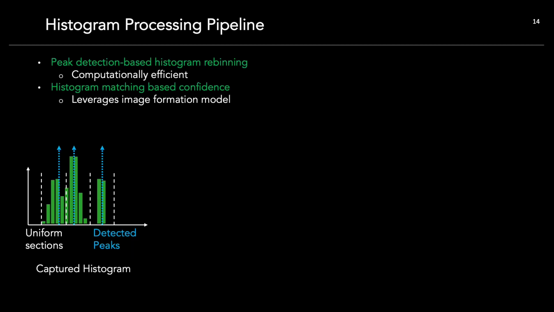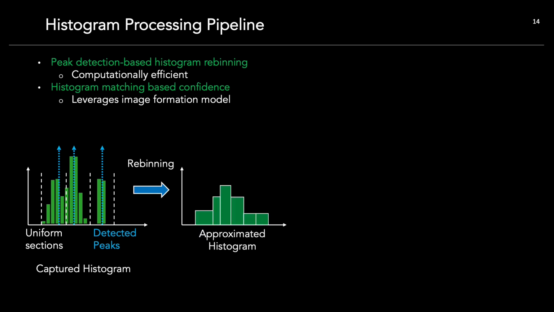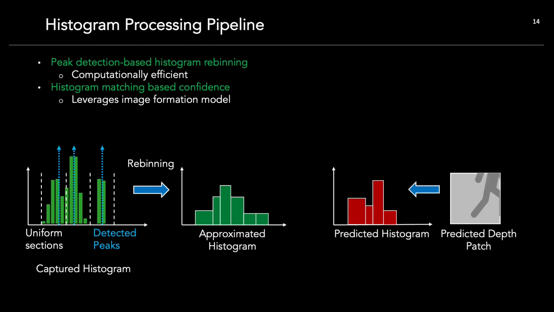To utilize the histogram information while maintaining low computational cost, we conduct a peak detection-based rebinning operation on the full captured histogram. With a predicted depth patch, we use the image formation model to convert it back to a predicted histogram, and by comparing the two histograms, confidence in the depth prediction is estimated.